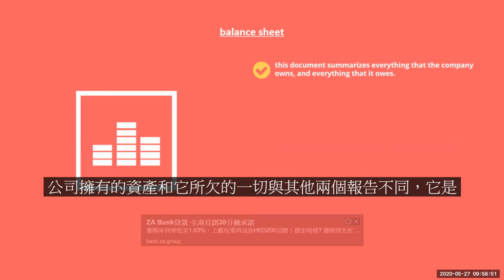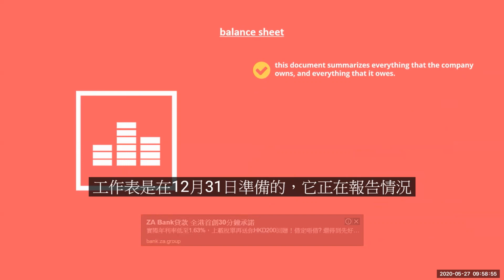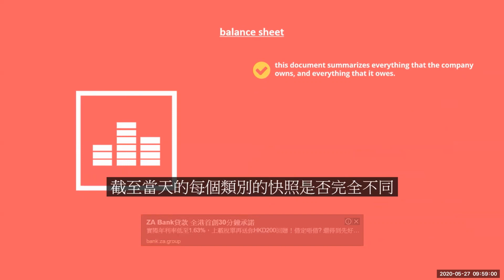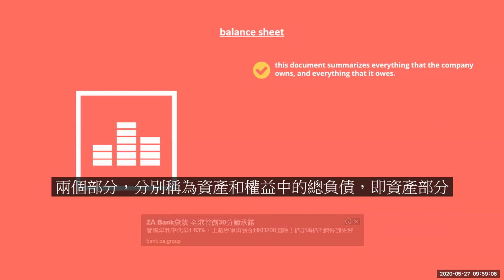Unlike the other 2 reports, it is a snapshot of the company at a certain point in time, meaning that if a balance sheet is prepared on the 31st of December, it is reporting the situation for each category as of that day. Whether that snapshot is completely different from the picture the day before or the day later is inconsequential. It is made of 2 sections called assets and total liabilities and equity.